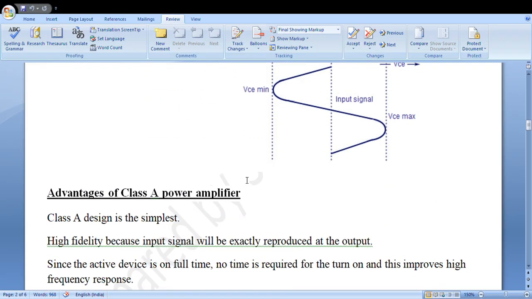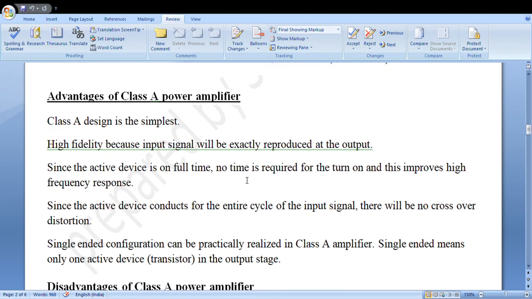Now let us discuss the advantages and disadvantages of Class A amplifier. The Class A design is one of the simplest out of all the types of power amplifiers, and of course, as I have told you, they have a very good fidelity rate. And what is fidelity? Let me tell you once again. The fidelity is the capability to produce in the output an exact replica of the input cycle. That means the graphical reproduction of the output is exactly equal to the input graphical cycle.